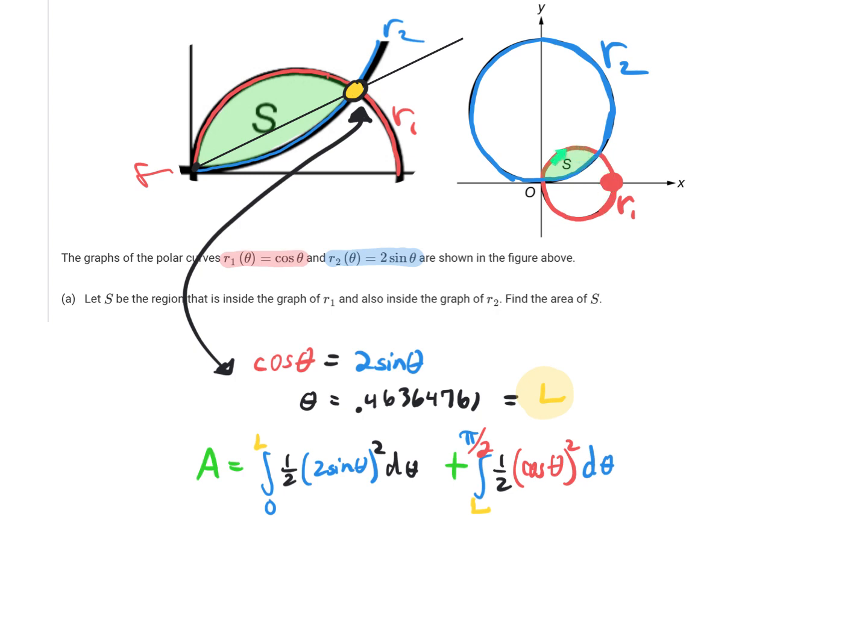So halfway around happens when theta is pi over 2. And you can see that cosine of pi over 2 is 0. So we get back to the origin when theta is pi over 2. So this upper limit is pi over 2. And now, since this is a calculator-based problem, don't bother doing antiderivatives. Use your calculator, and that gives us about 0.240.